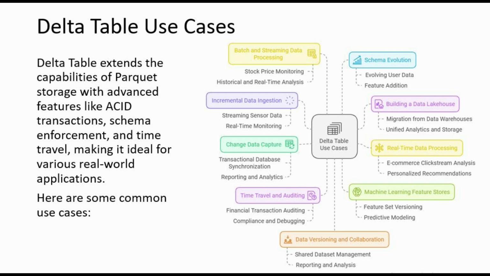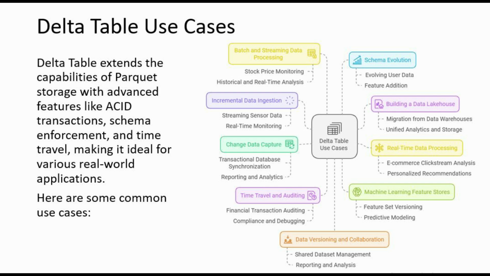Use case 8, schema evolution. Delta tables handle schema evolution seamlessly. Consider a social media platform where user data evolves as new features are introduced. Delta tables automatically adapt to these schema changes without requiring manual intervention, simplifying pipeline maintenance.